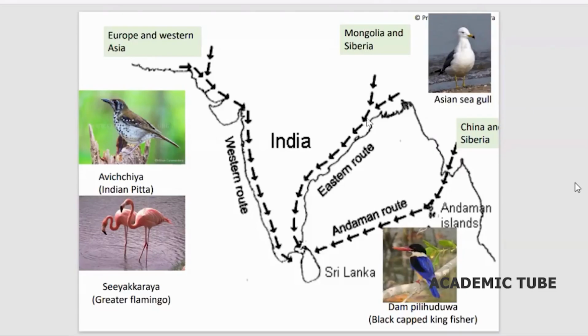Then there is another route, Eastern route. Birds like Asian seagull, they come to Sri Lanka along the Eastern route. And there is another flyway, and that is set over the Andaman Islands. That is what you call the Andaman Flyway or Andaman route. Now this bird, Dampili hudua, right, black cap kingfisher, comes to Sri Lanka along this flyway.